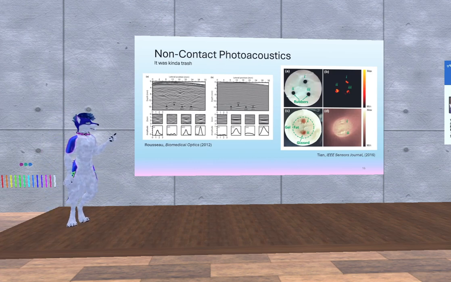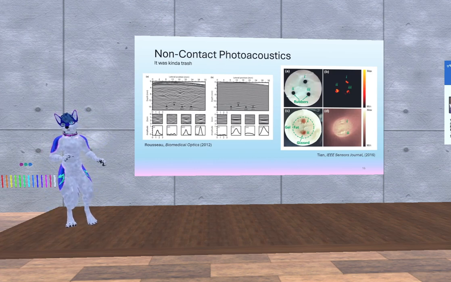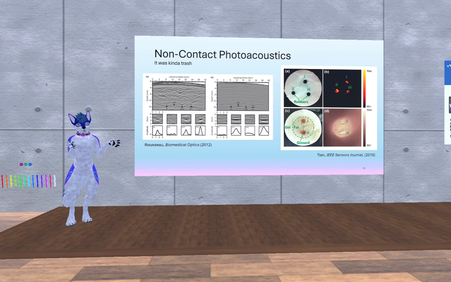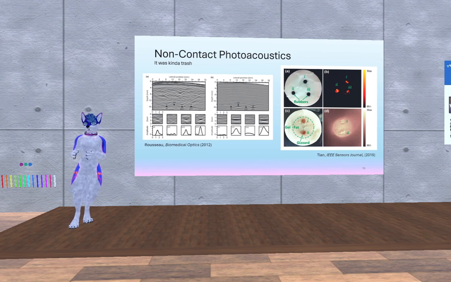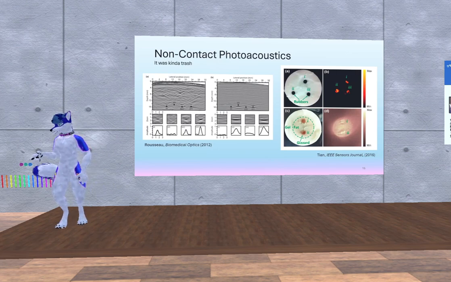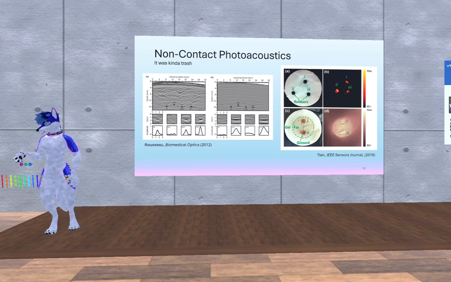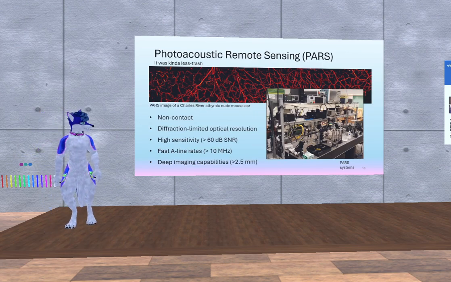And just to highlight, I don't need to really go through this. Basically, the field is bad. Okay, non-contact photoacoustics is awful. Trying to measure acoustic signals from a very small acoustic source across air into some kind of detector, it's awful. It doesn't work very well. And a couple of groups have tried and failed pretty miserably.